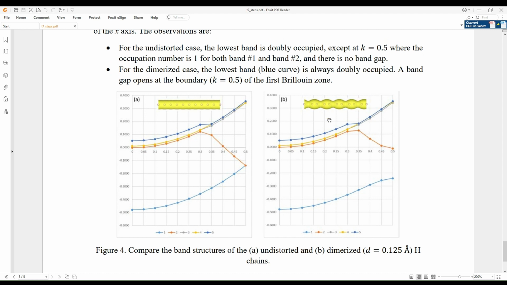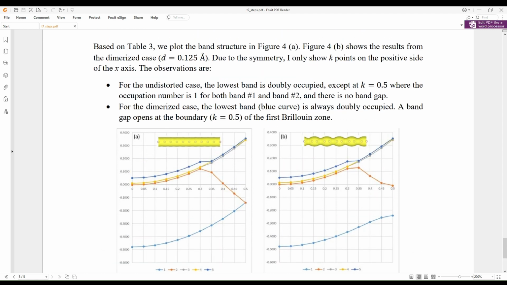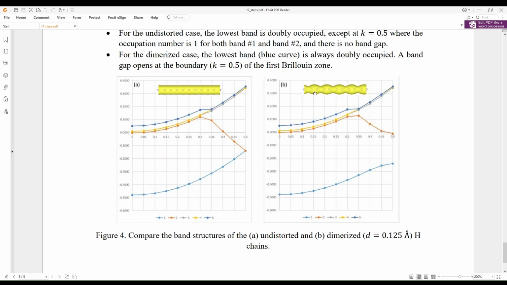I also made the band structure plot for this dimerized case, corresponding to D equal to 0.125 angstrom. And the picture for the hydrogen chain looks like this. You can see a clear band gap opening here. And this blue band is always doubly occupied for any k points here. So that's why this is an insulating system.